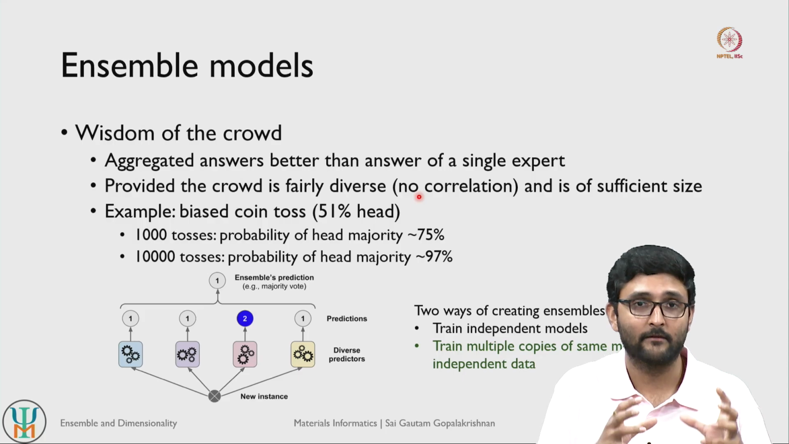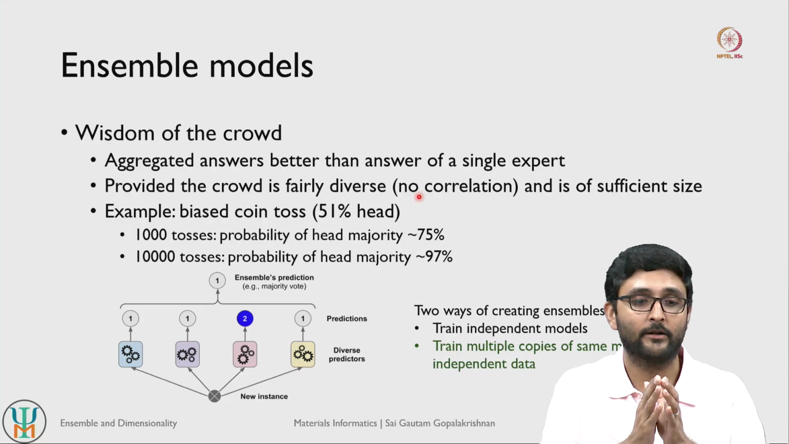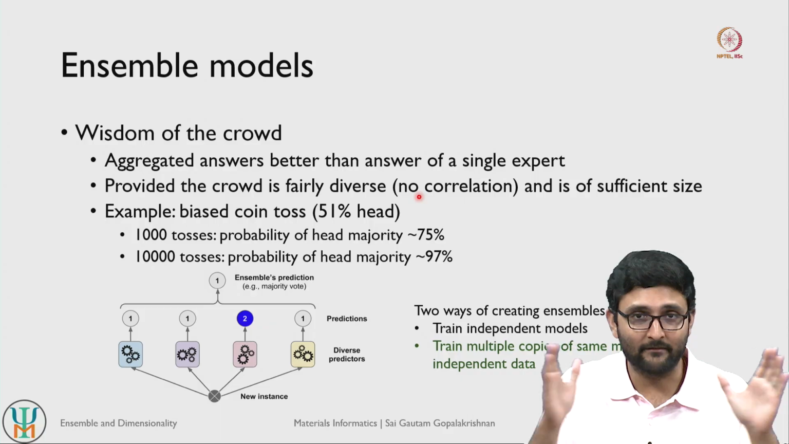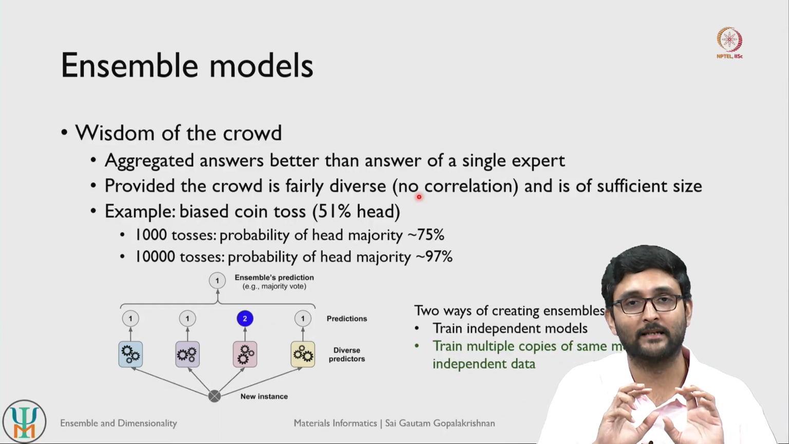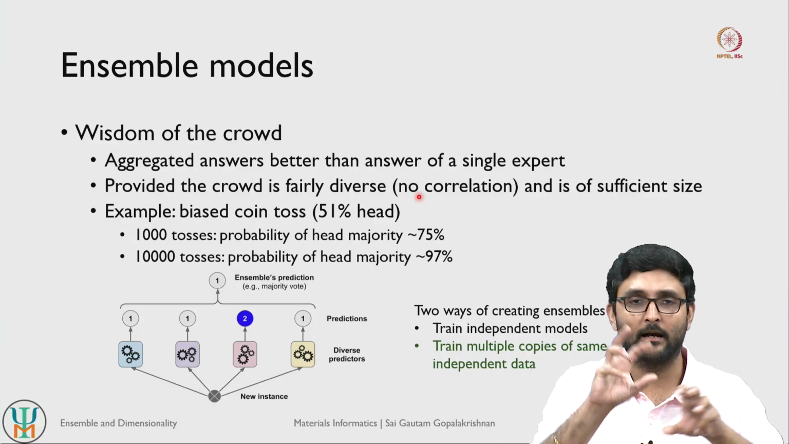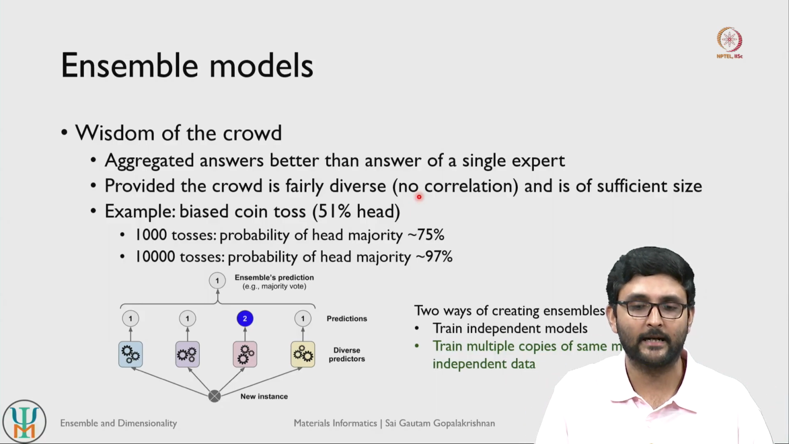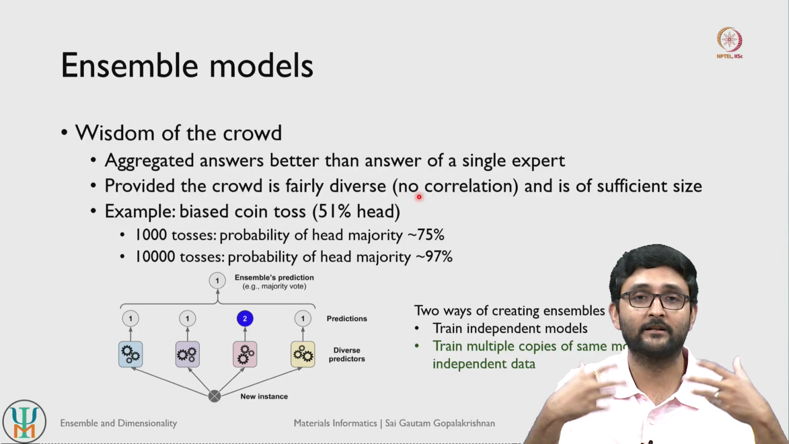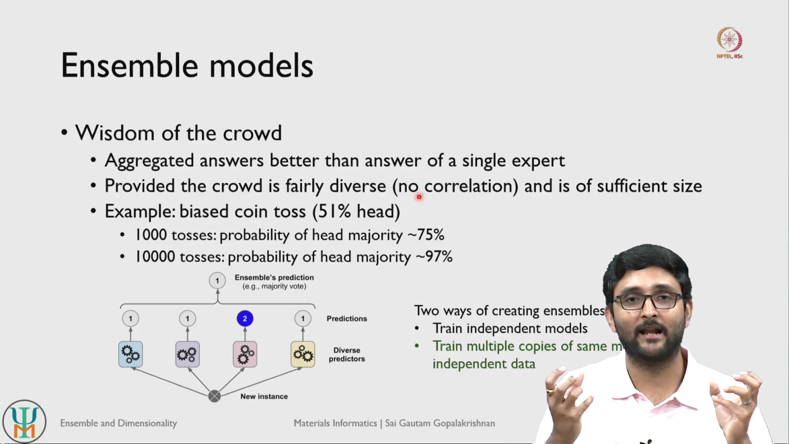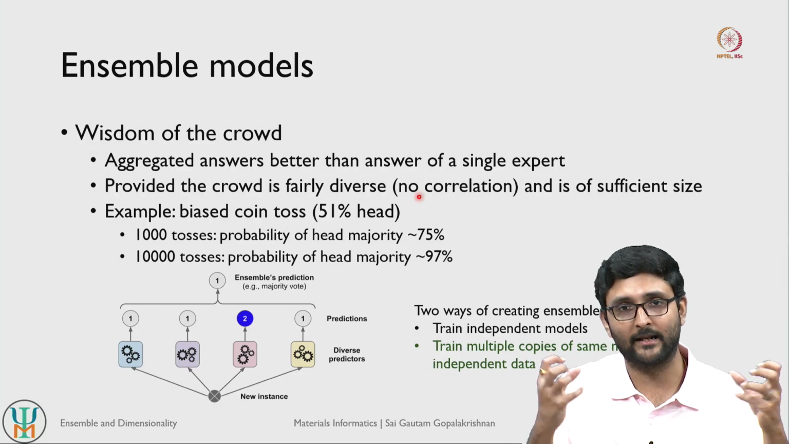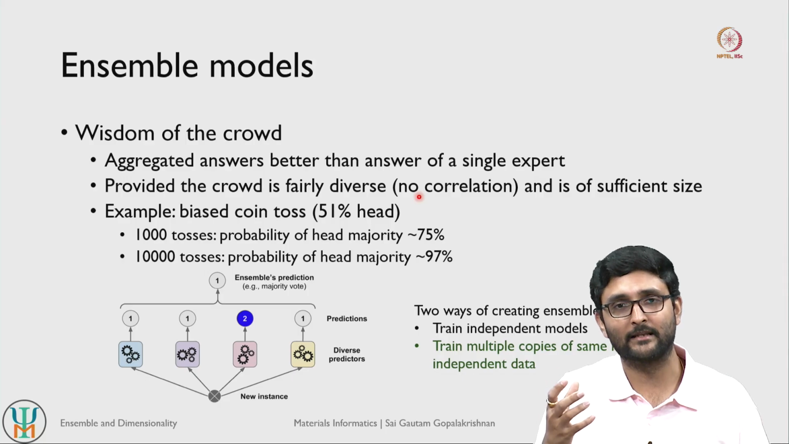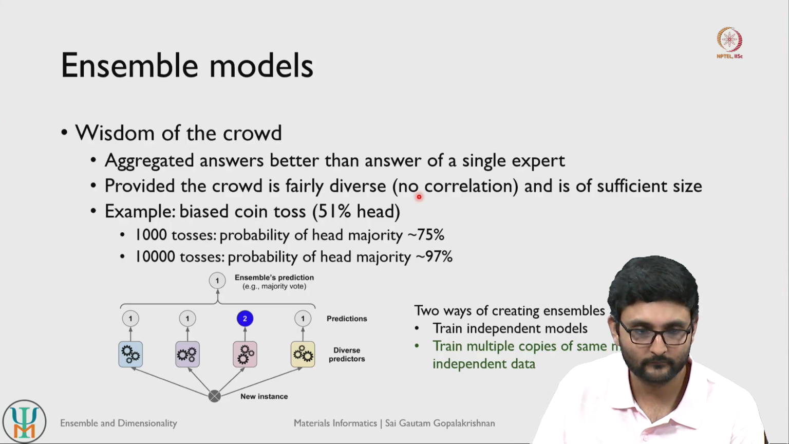So in general, when we create ensemble models, we should create as diverse models as possible. So models that see different pieces of the data, or non-correlated pieces of the data, and we should try to create a sufficient number of models so that the aggregation actually makes sense, right. So that the aggregated predictions are much better than the individual predictions.